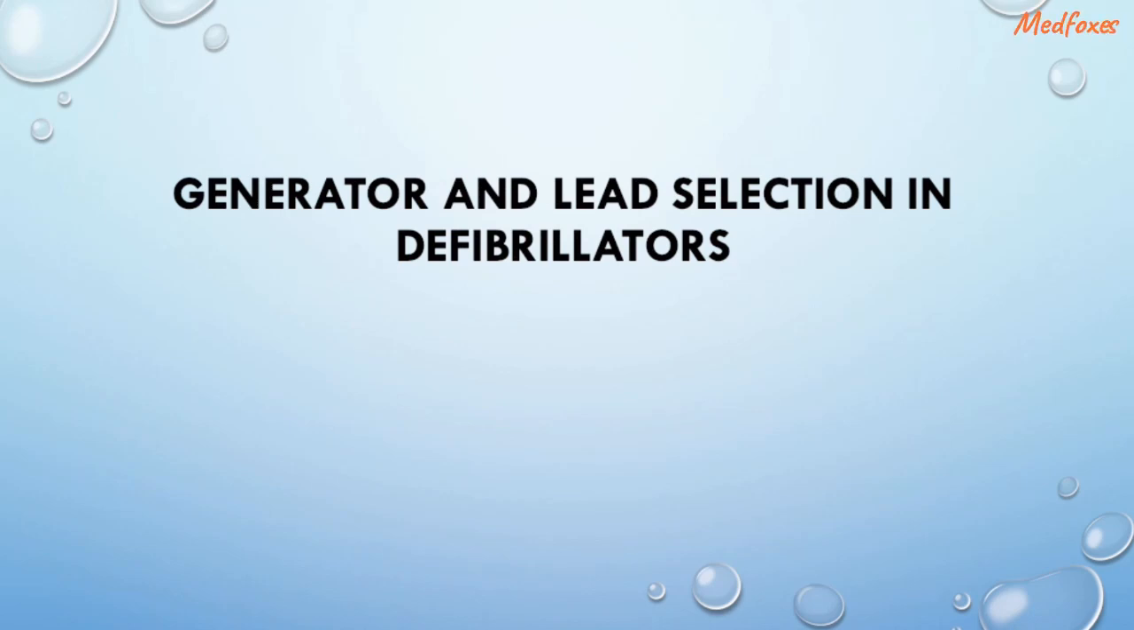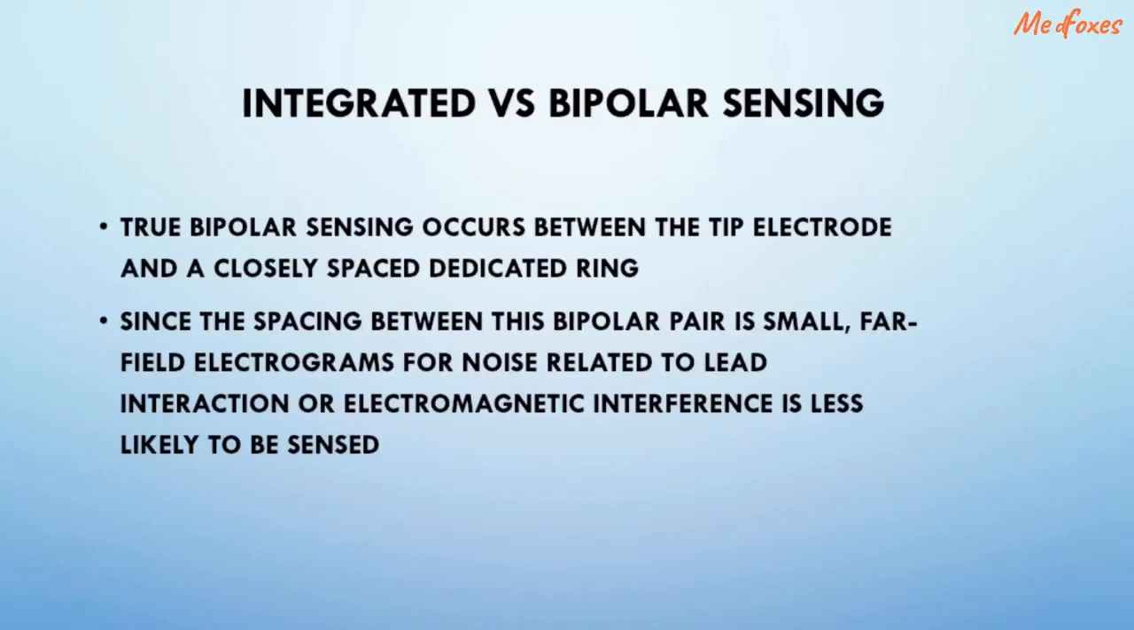In upcoming slides, let's discuss generator and lead selection in defibrillators. The lead selection for a defibrillator is complex. It needs broad knowledge of lead properties. The transvenous defibrillator lead, typically placed in the right ventricular apex, serves to sense signals, in other words local electrograms, pace the heart, meaning anti-bradycardia and anti-tachycardia pacing, also known as ATP, and deliver shocks.